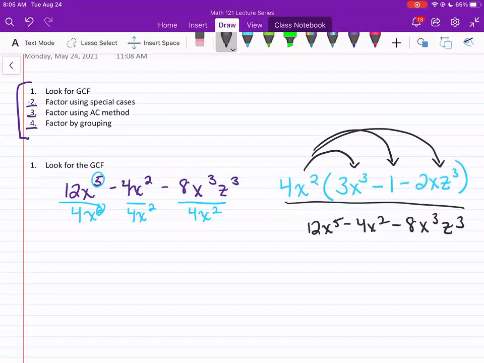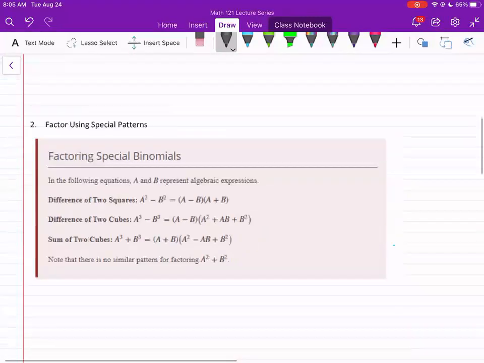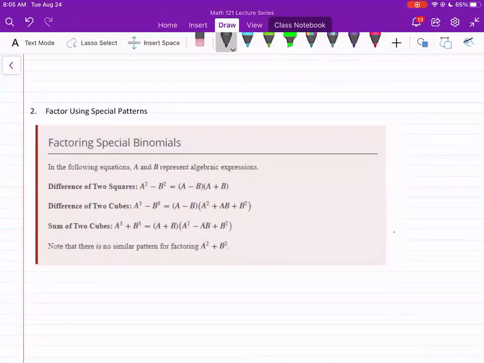After you begin looking for that GCF, if there's not a GCF or after you have found it, then you look at the number of terms that are left. If there are 2 terms left in the remaining terms, you're going to factor using these special binomials. I've listed them here for you. There's difference of squares. Notice in each of these, there's only 2 terms, difference of cubes, and then the sum of cubes. The patterns are very similar here between difference of cubes and sum of cubes, and sometimes it can get confusing where the plus and minus signs go.